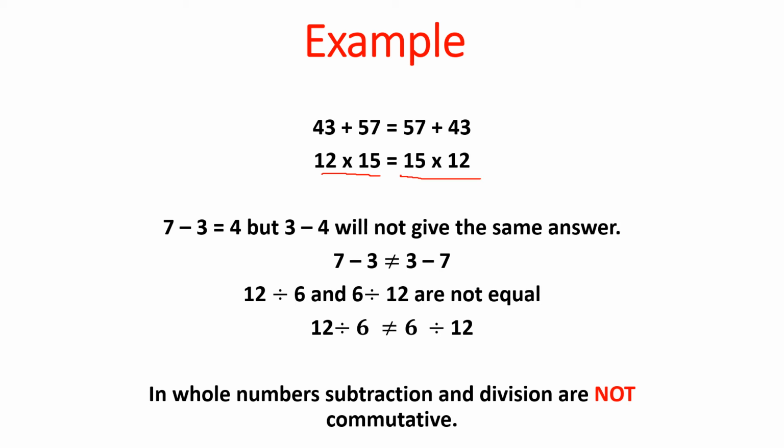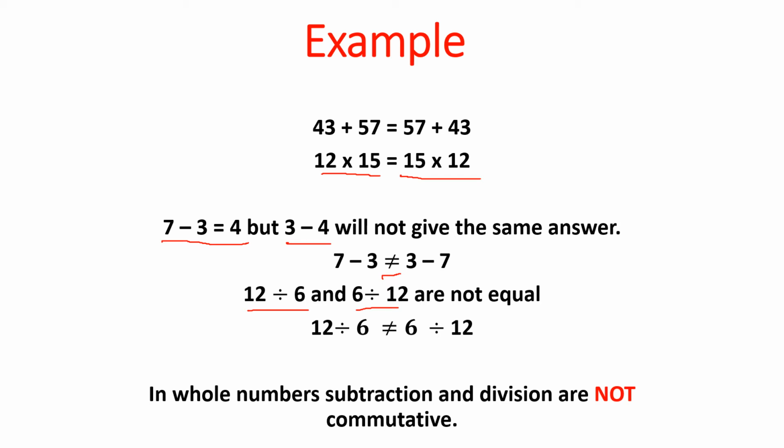But when you are doing 7 minus 3, that value is 4. Suppose you are calculating 3 minus 4, the answer will be different. So the two values are not equal. In the same way, 12 divided by 6 and 6 divided by 12 are also not equal. So in whole numbers, subtraction and division are not commutative.